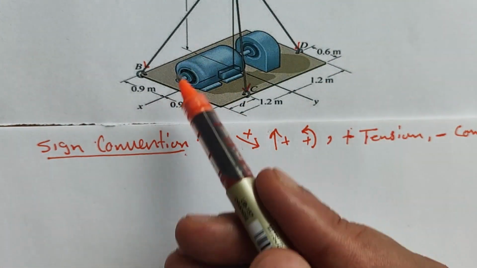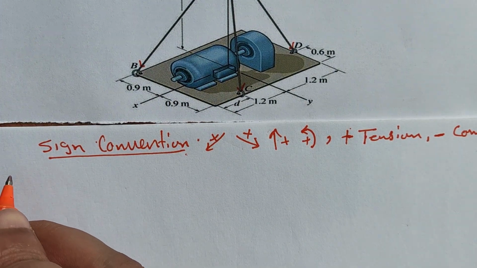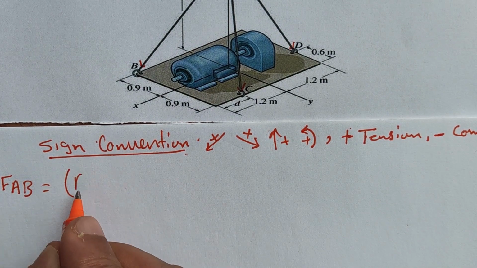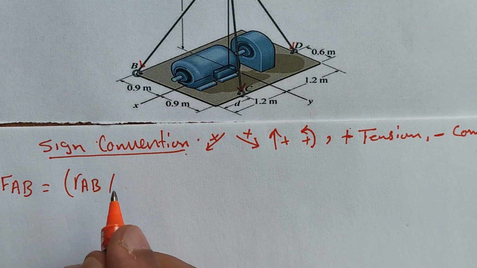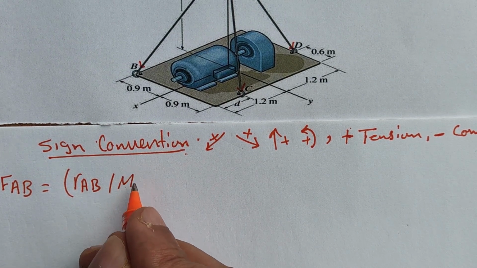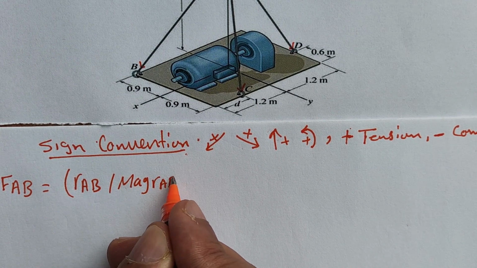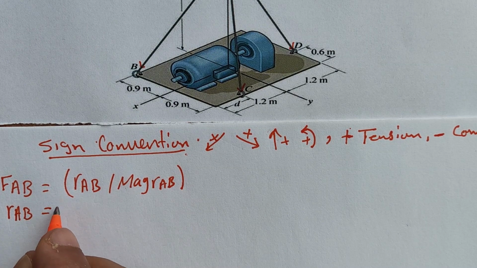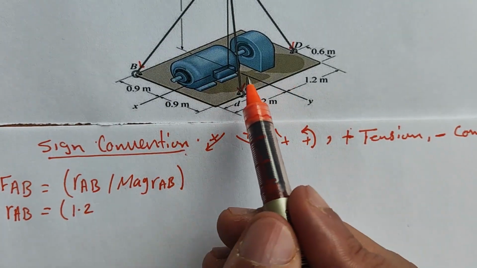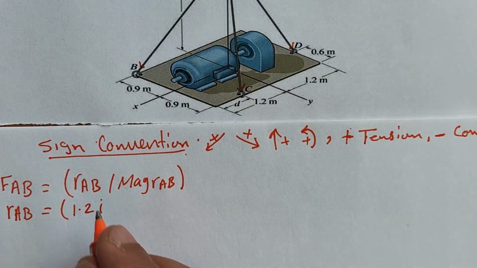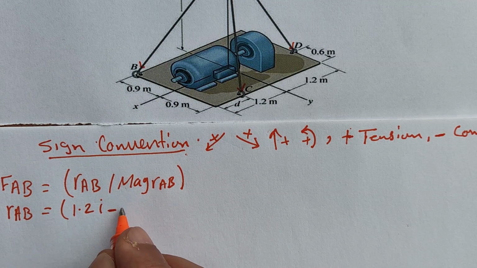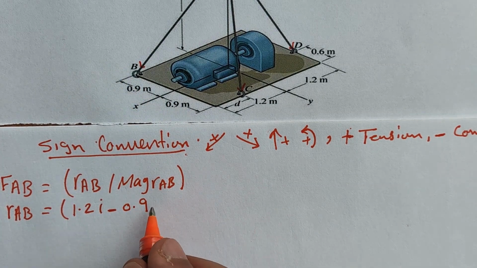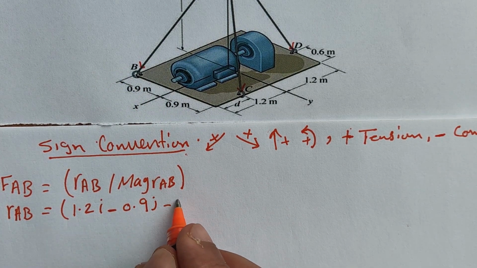I will start to represent AB in a Cartesian form. So I have FAB in a Cartesian form equal to the position vector AB divided by the magnitude of the position vector RAB. To do that, we first find the position vector RAB, which is 1.2 on the positive x-axis, 1.2i, minus 0.9 on the negative y-axis, 0.9j, minus 3k.